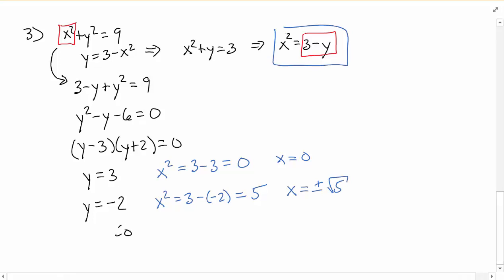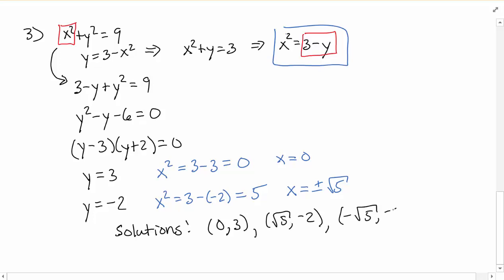So my solutions are the following. From that first line, I have x is equal to 0, y is equal to 3. Careful about the order on that one. And then from the second one, one of them is the positive square root of 5 for x, y is equal to negative 2. And then the second one is x is a negative square root of 5, and y is also equal to negative 2. So I got 3 solutions out of that one, which is pretty fun.